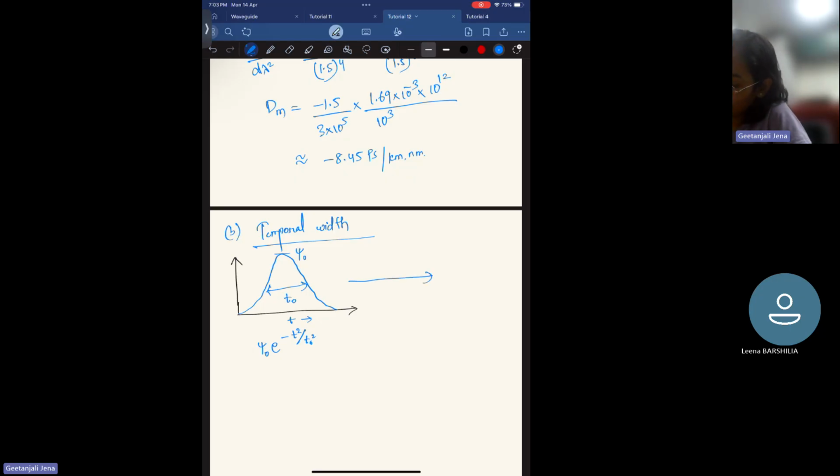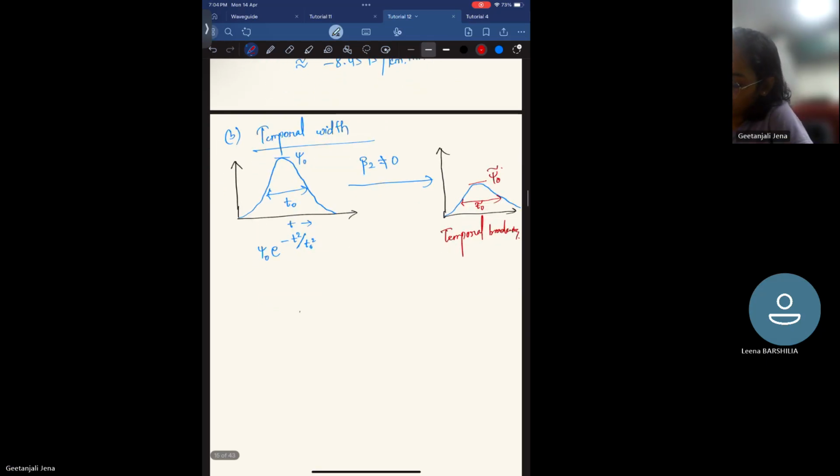When it propagates through a medium with non-zero value of beta 2, we have seen that the amplitude will get affected as well as the width. So there will be a decrease in the amplitude as well as an increase in the temporal width. So this is now the new value for the temporal width, t0 prime, and this is the new value of the amplitude. So we have seen temporal broadening for this case.